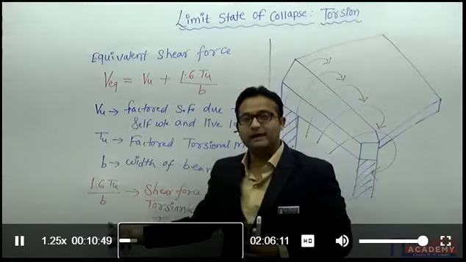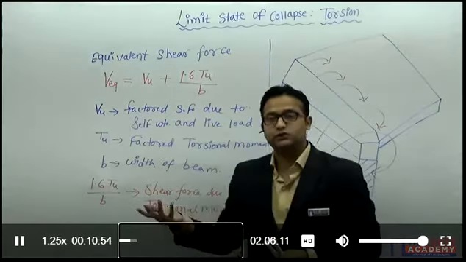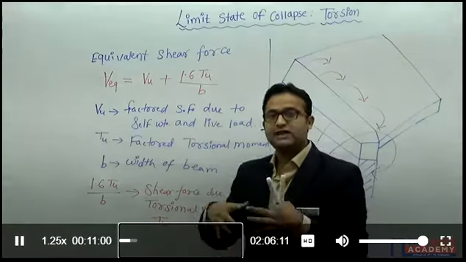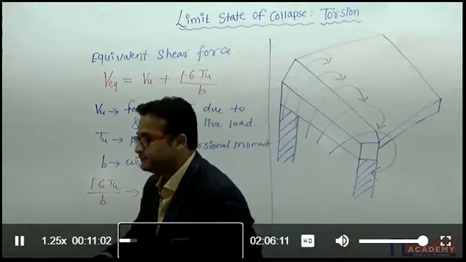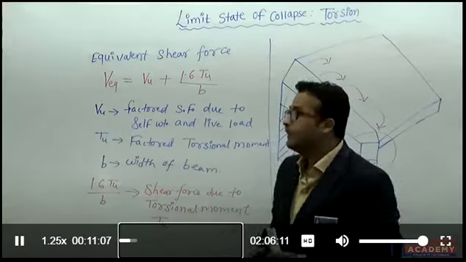1.6 TU divided by B is the shear force due to the torsional moment, and this VU is the shear force due to the dead load and the live load. So if I add both the shear forces, I will be getting the equivalent shear force, which is considering the effect of torsion in the beam.